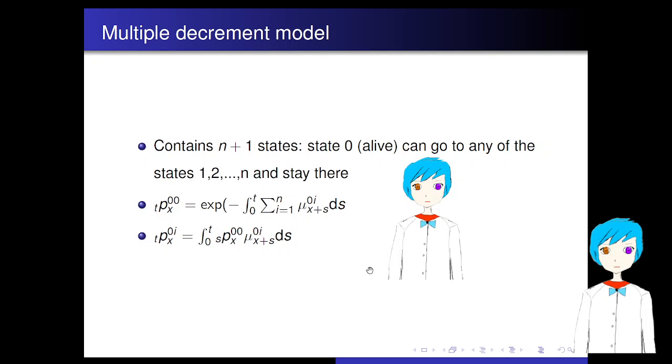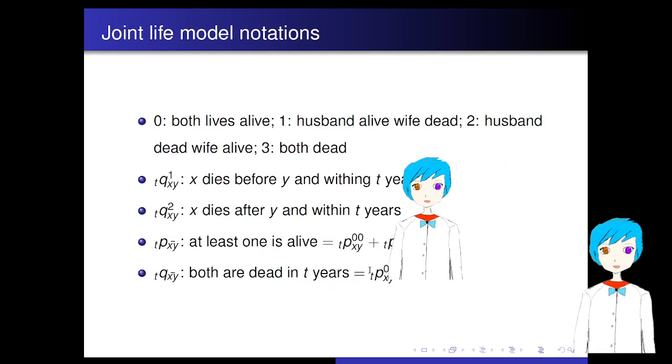Then we have the joint life models for two persons, usually a couple. We have many states. 0 is the state when both lives are alive. 1 is husband alive, wife dead. 2 is husband dead, wife alive. And 3 is both dead.